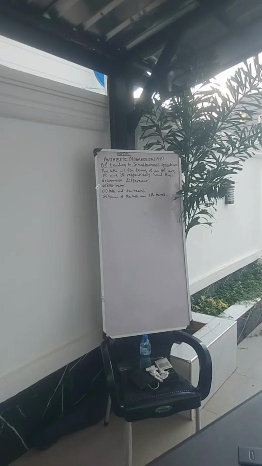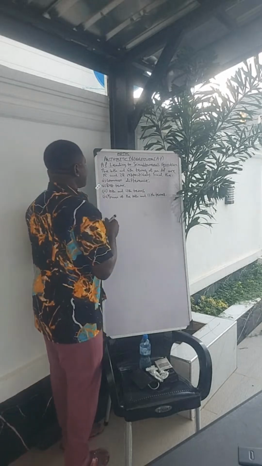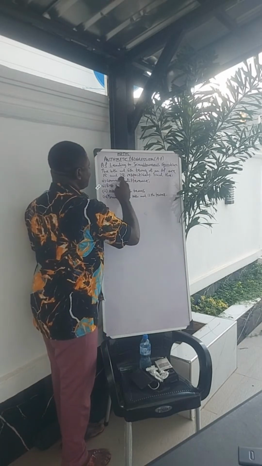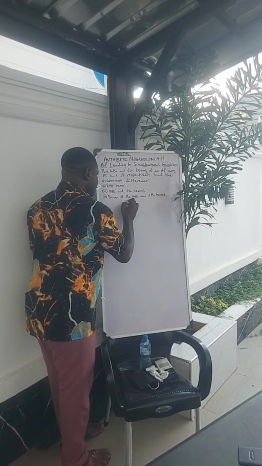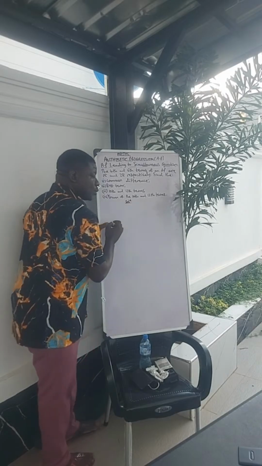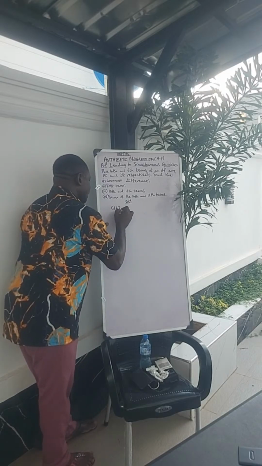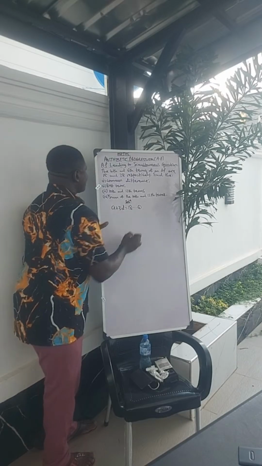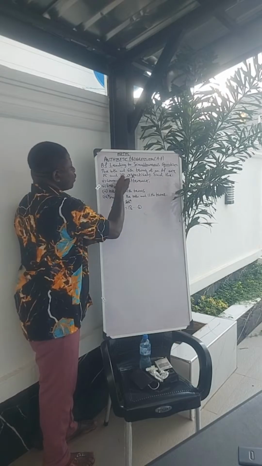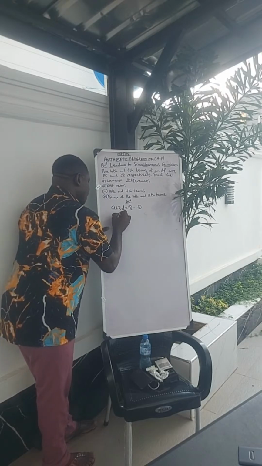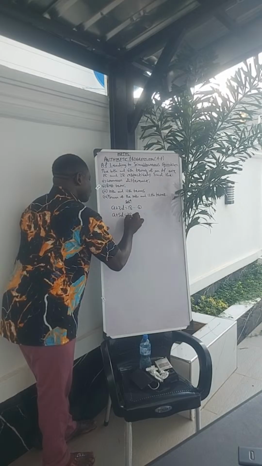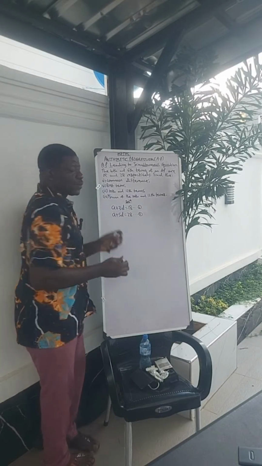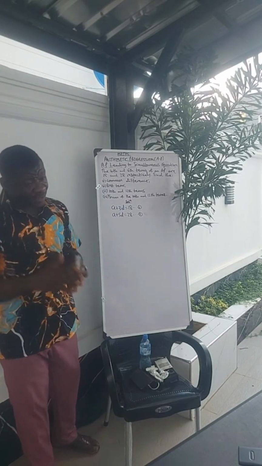Are you ready? Okay, so let's look at it together. They say the fourth term of an AP is 18. So solution. Which means the fourth term is what? A plus 3D equals 18. That's equation 1. And they said the sixth term is 28. That will be A plus 5D equals 28. That's equation 2.